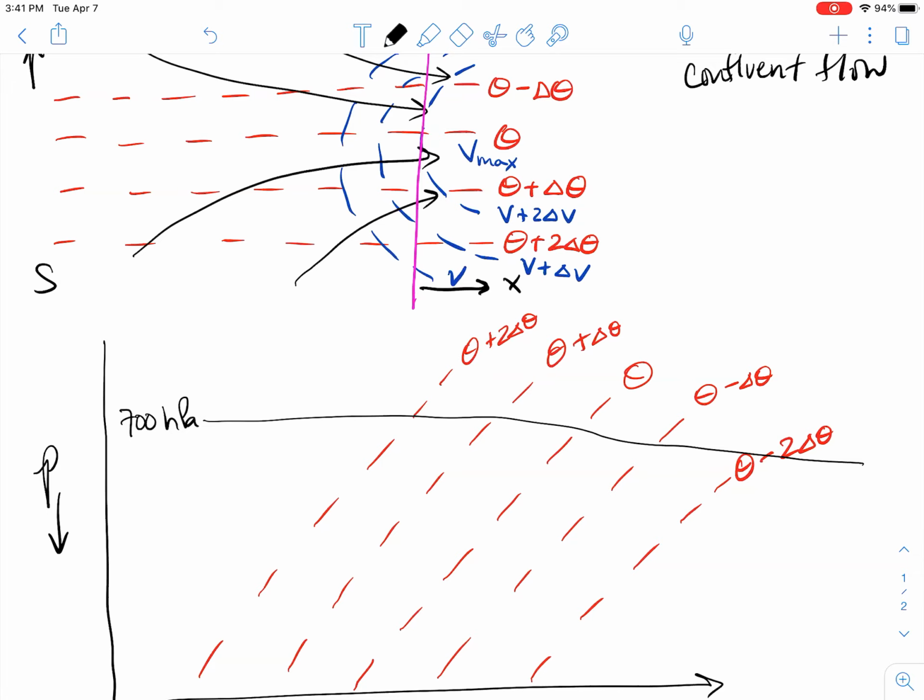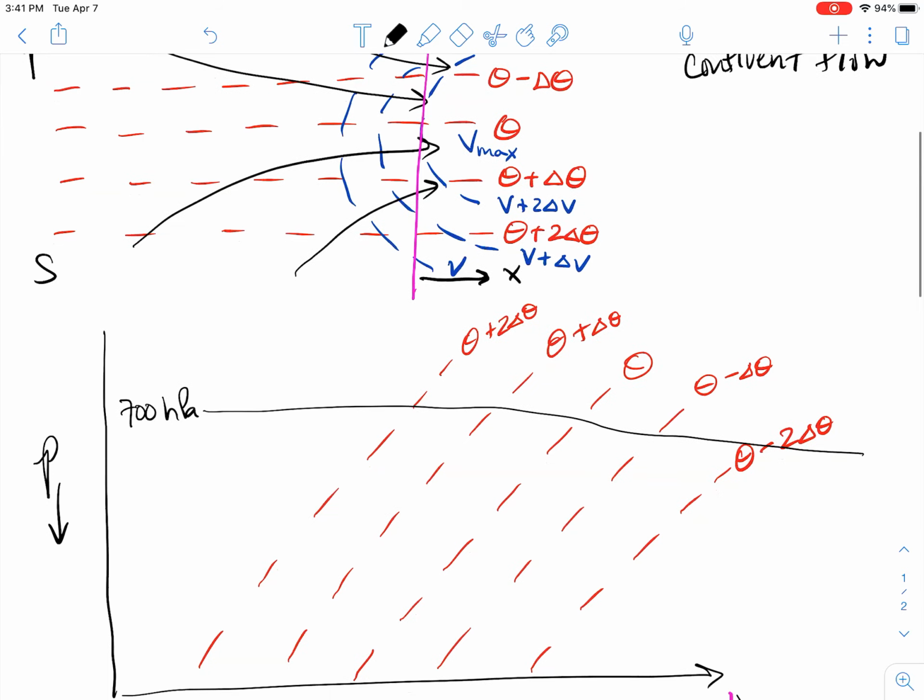We know from our 700 confluent pattern that we have air that is coming out of the page in this case. We can signify that by our geostrophic wind here associated with UG, where our dot with a circle is out of the page.